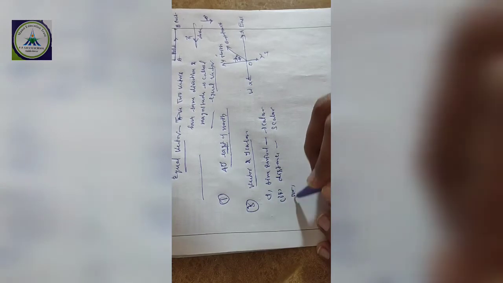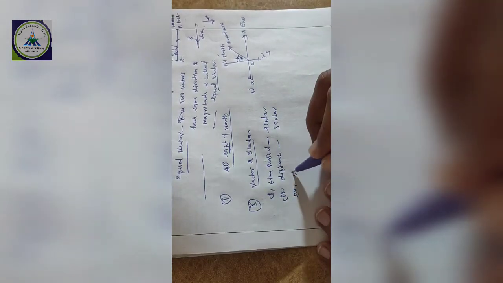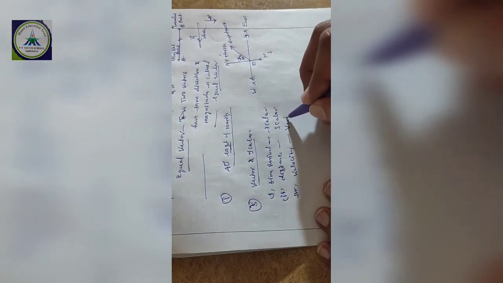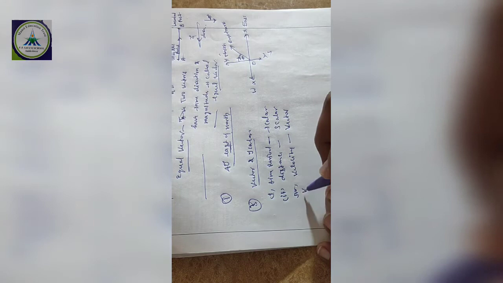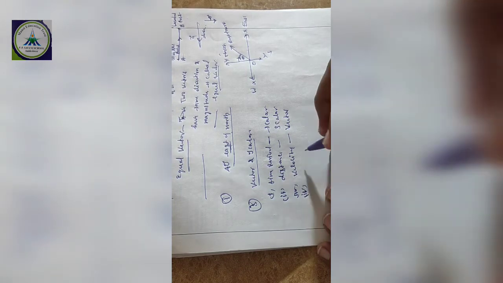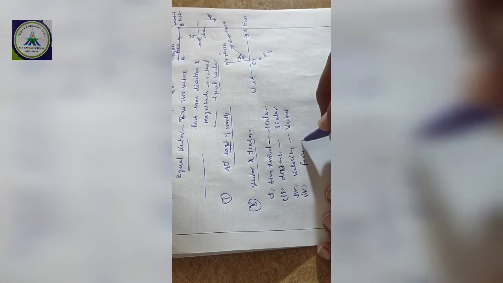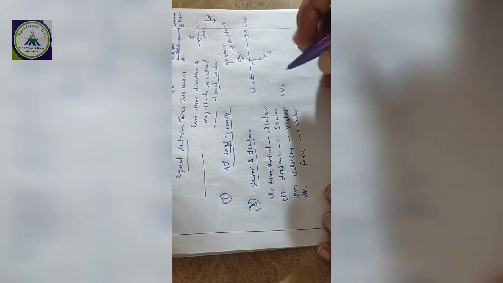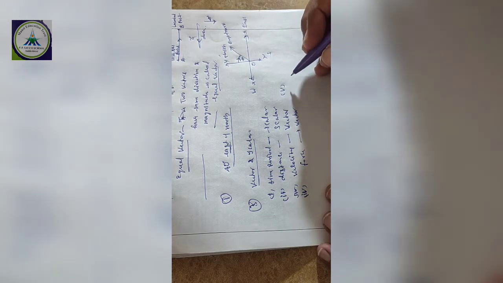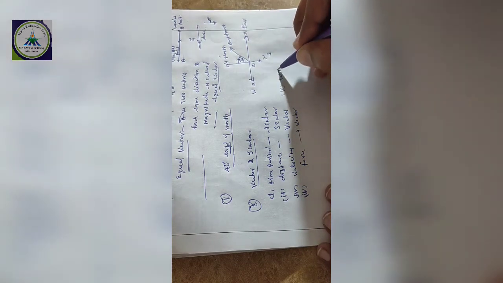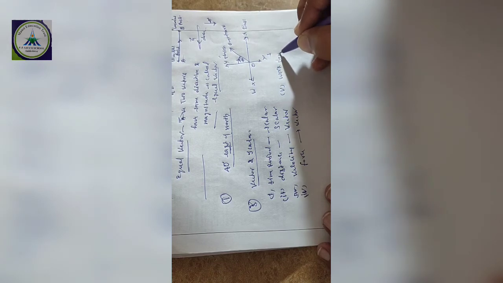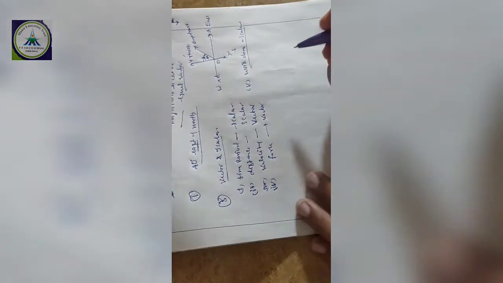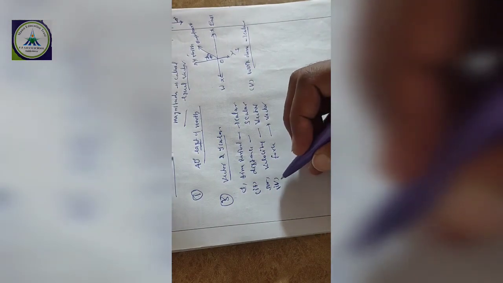And third, velocity. Velocity is a vector quantity. Okay, and fourth, force. This is also a vector. And fifth, work done. Work done is also a scalar. That's right.